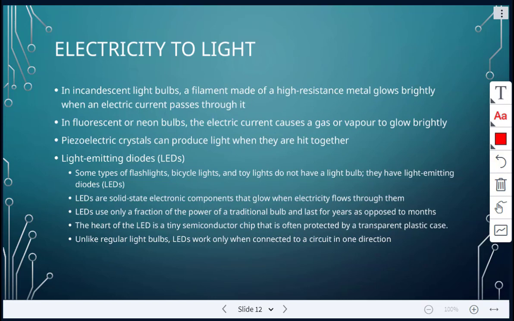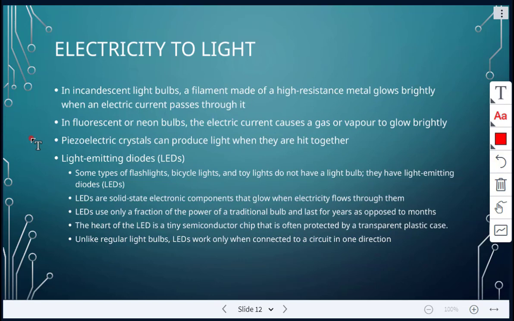So light bulbs, like incandescent light bulbs, contain a filament inside of them that's made of a high resistance metal, and that metal will glow brightly when an electric current passes through it. And then we also talked about fluorescent and neon bulbs. In those types of bulbs, an electric current is passing through a gas or vapor to glow brightly.